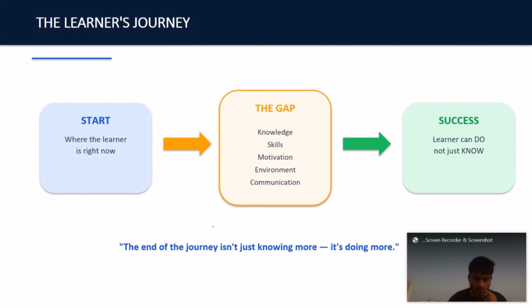Now, let's say we have to train our sales representatives. Imagine the scenario: the sales team was earlier achieving an 80% sales conversion rate. Now it has dropped to 60%. So this 20% is the gap.